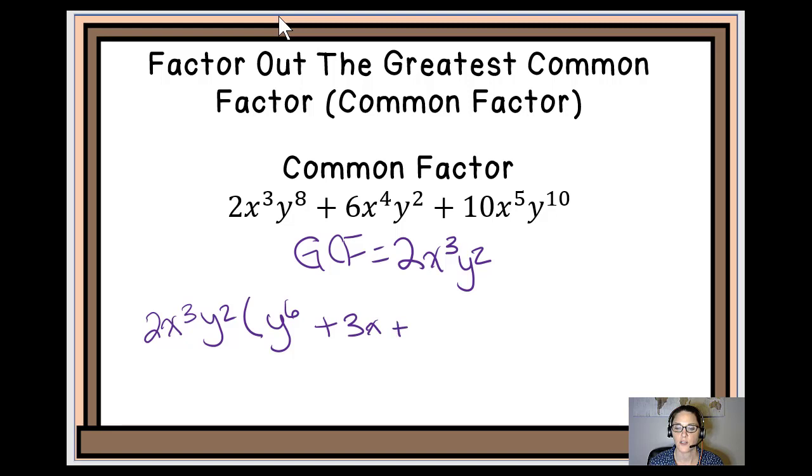Then we're going to look at our third term. So 10 divided by 2 is 5. x to the exponent 5 divided by x cubed is just x squared. And then y to the exponent 10 divided by y squared is y to the exponent 8. So just remember, when you are dividing using the quotient rule, we're going to subtract our exponents. Okay, let's look at our next example.